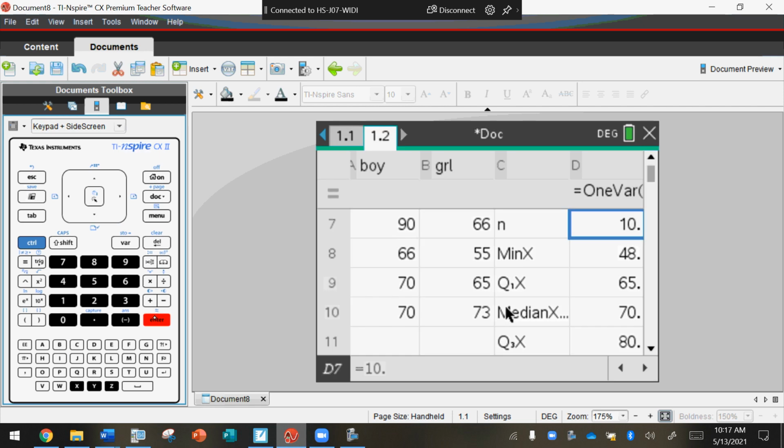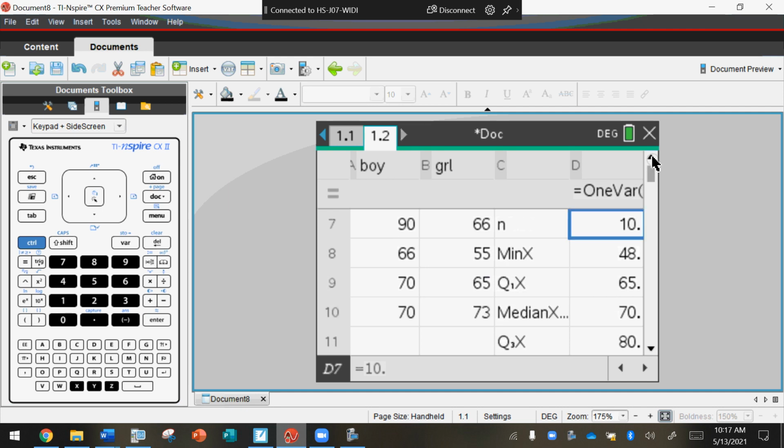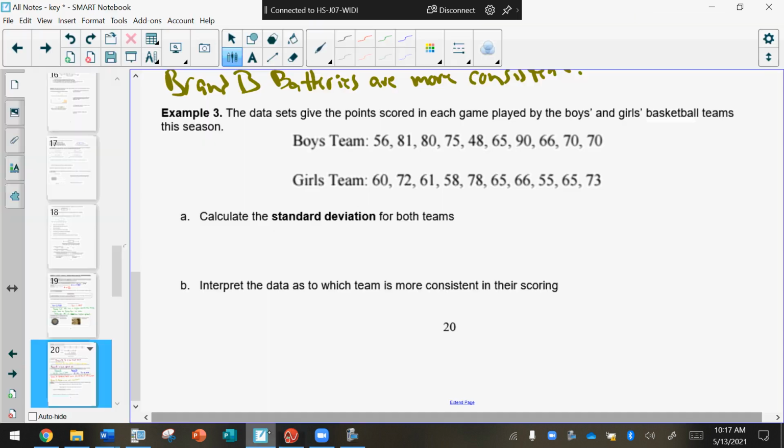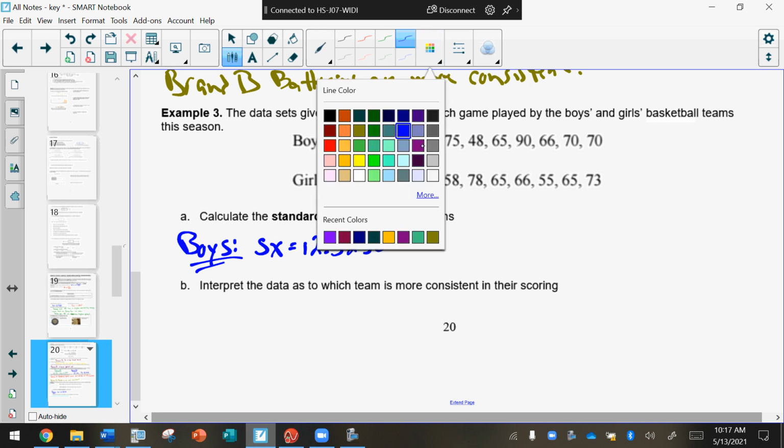Okay, so here's the calculations for the boys games, and I need to scroll until I find our sample standard deviation of 12.3238. So back over to here, finally, for our boys, our standard deviation was 12.3238.